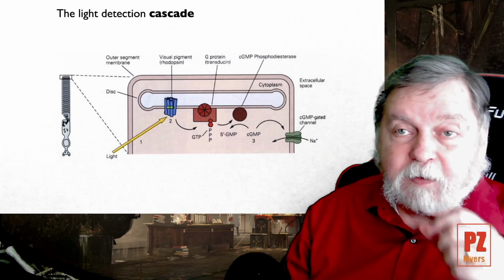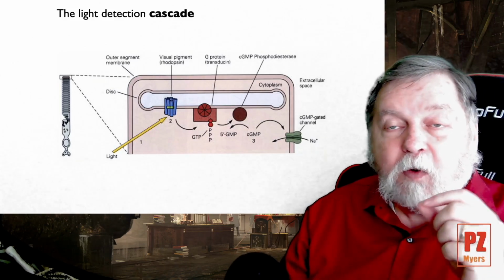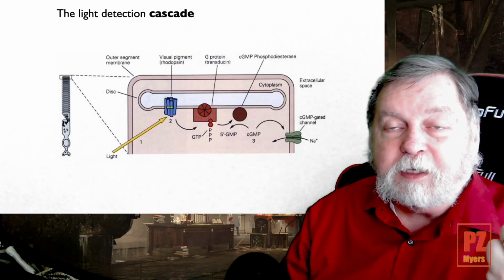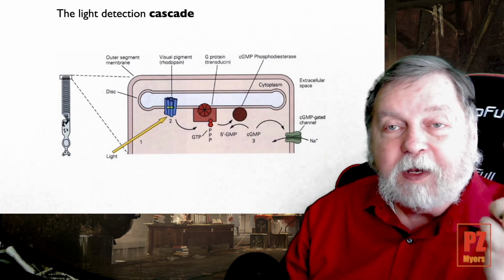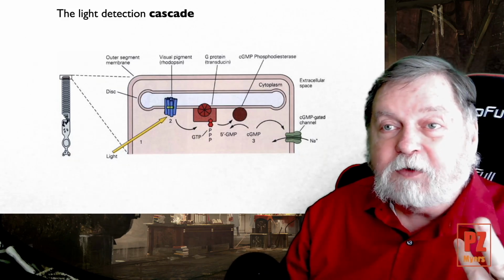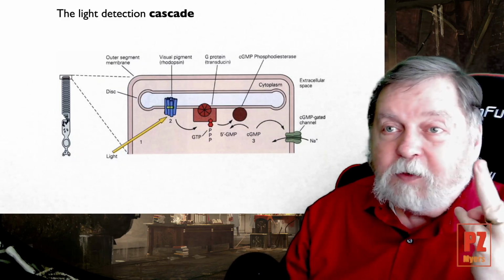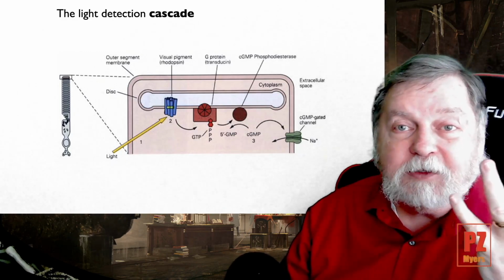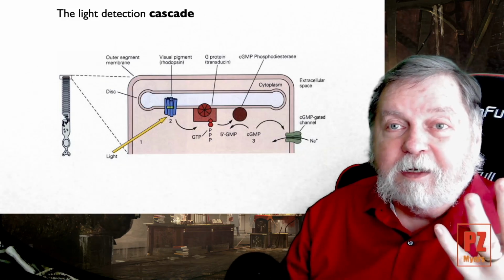Another feature of this is, what I've talked about so far: you've got opsin, which is embedded in a membrane, and you've got G proteins that are embedded in a membrane, and here you have phosphodiesterase, which is embedded in a membrane, which is activating a cyclic GMP gated channel, which is embedded in a membrane. Everything's going on in the membrane.